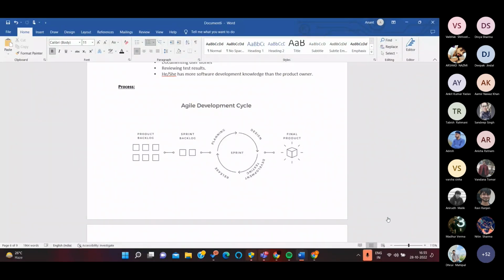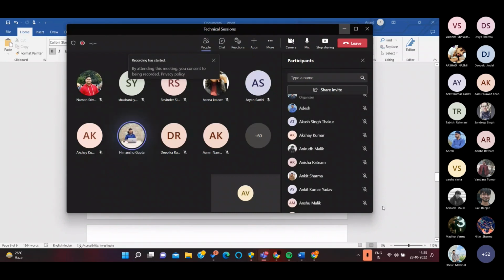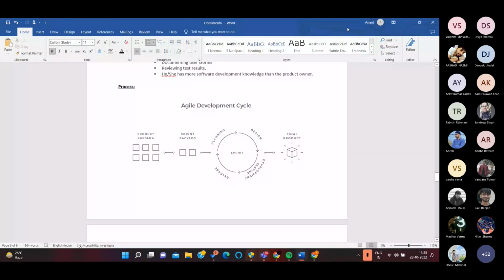Anant, I have one question regarding the roles defined in the agile process. This is Himanshu, right?